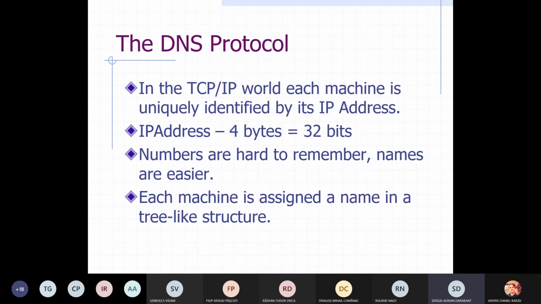So for the DNS protocol, is there anything you already know about it from your general culture? What can we already say about it? It translates names to IP addresses. Yes, and it does the vice versa as well. When you have an IP address, it's also able to provide you at least one machine name that is linked to that IP address.